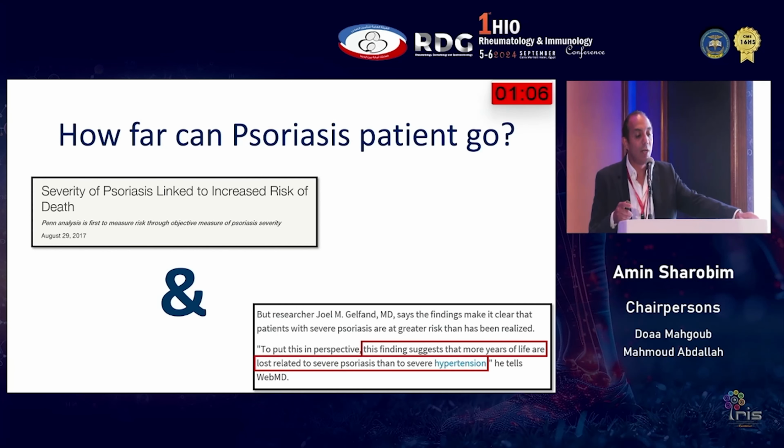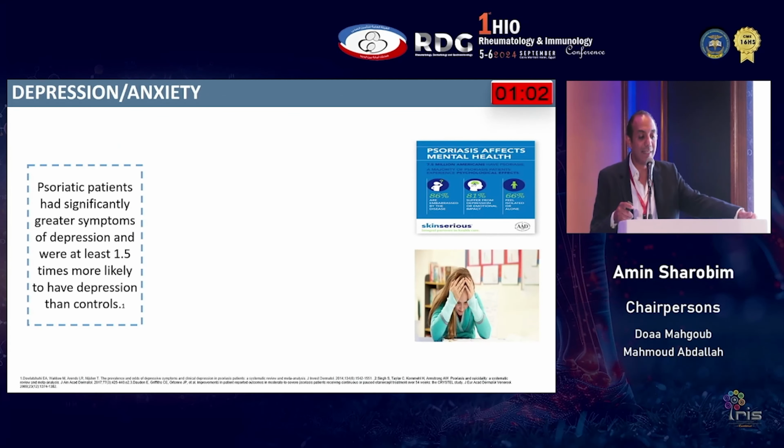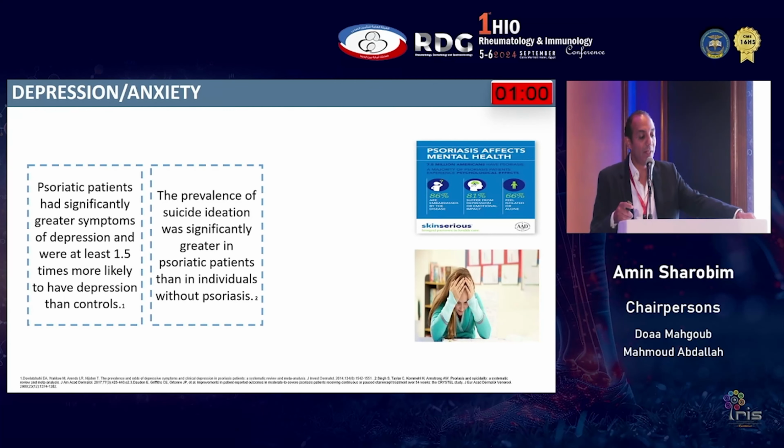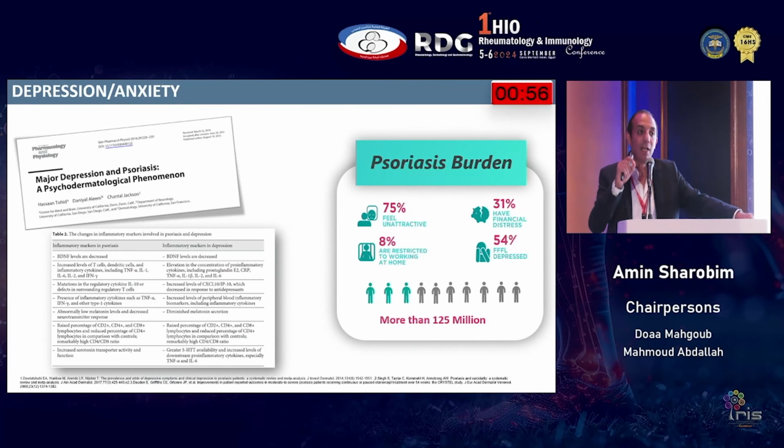So how far can a psoriatic patient go? Don't forget anxiety and psychological impairment. It is increased in this patient, especially anxiety and depression. We can see here that all the cytokine imbalance in psoriasis is found as the cytokine imbalance in depression.